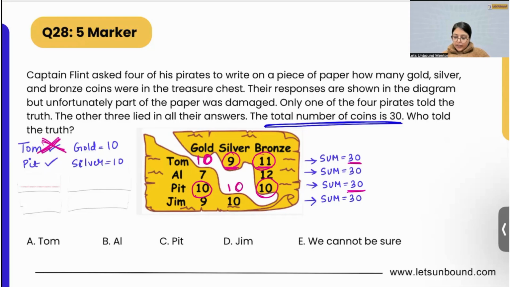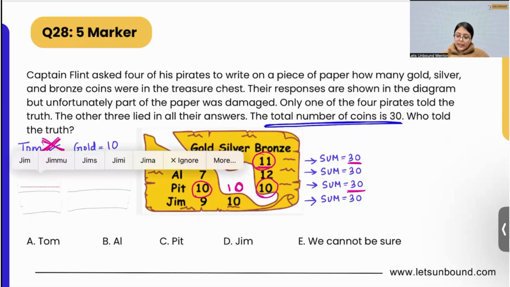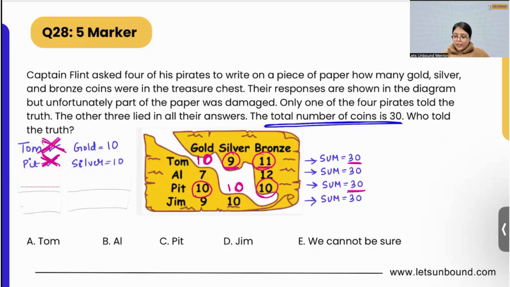30 minus 20. But just notice, even Jim is saying that silver is 10. How can two people say the same thing? Not possible, because out of all, only one person is telling the truth. So the second possibility also went incorrect. Pitt is also not telling the truth, because we ended up getting a contradiction.